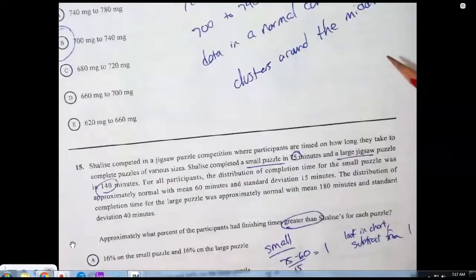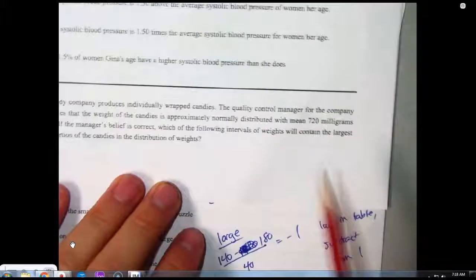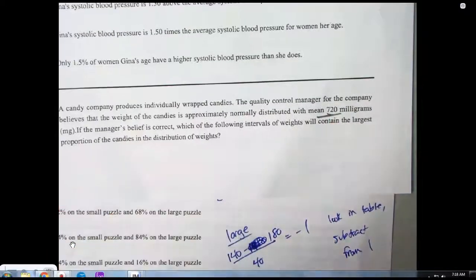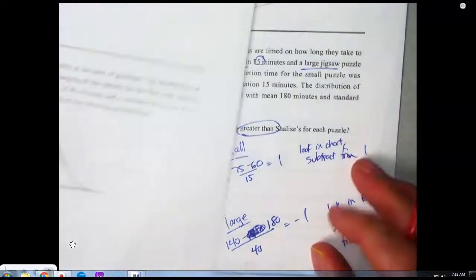14 is a little bit goofy sometimes. All they tell you is the mean is 720. They don't give you a standard deviation. And then they say, which of the intervals will contain the largest proportion?